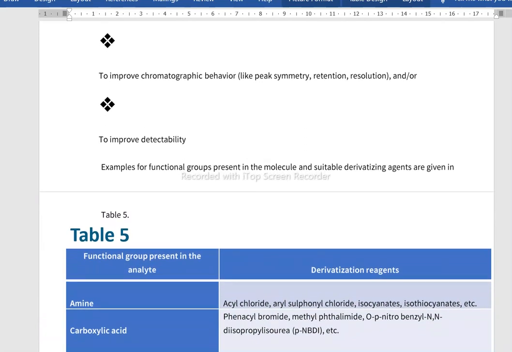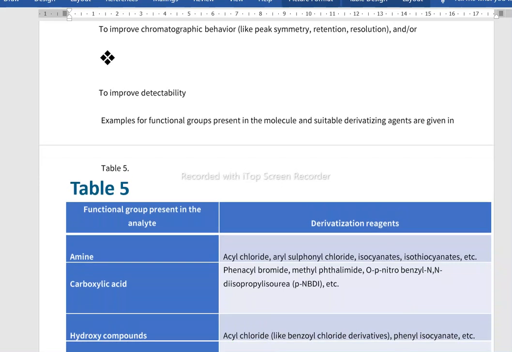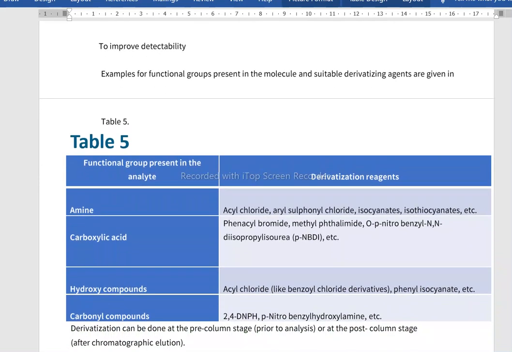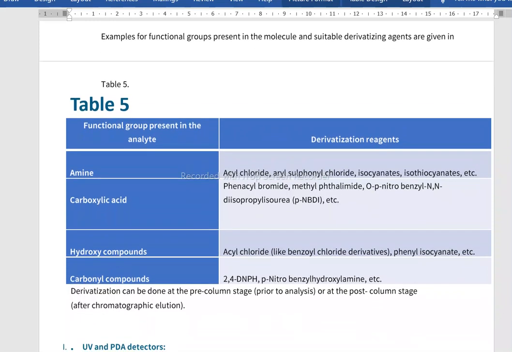If your compound is not UV visible and some functional group is present in the analyte, that is amine, you can easily go for a derivatizing agent such as acyl chloride, aryl sulfonyl chloride, isocyanide, isothiocyanide, etc. For carboxylic acid, phenyl acyl bromide, methyl phthalimide, O-nitrobenzyl, N,N'-diisopropyl, NP-NBDI, etc. If your compound has a hydroxy group, you can go for a derivatizing agent such as acyl chloride, like benzoyl chloride derivative, phenyl isocyanide, etc.